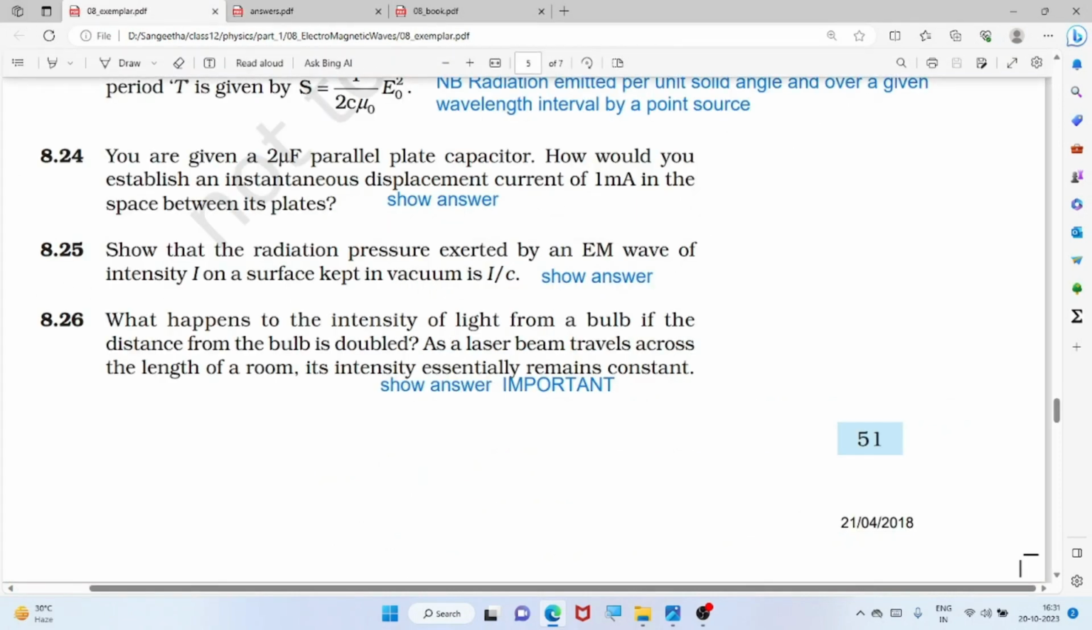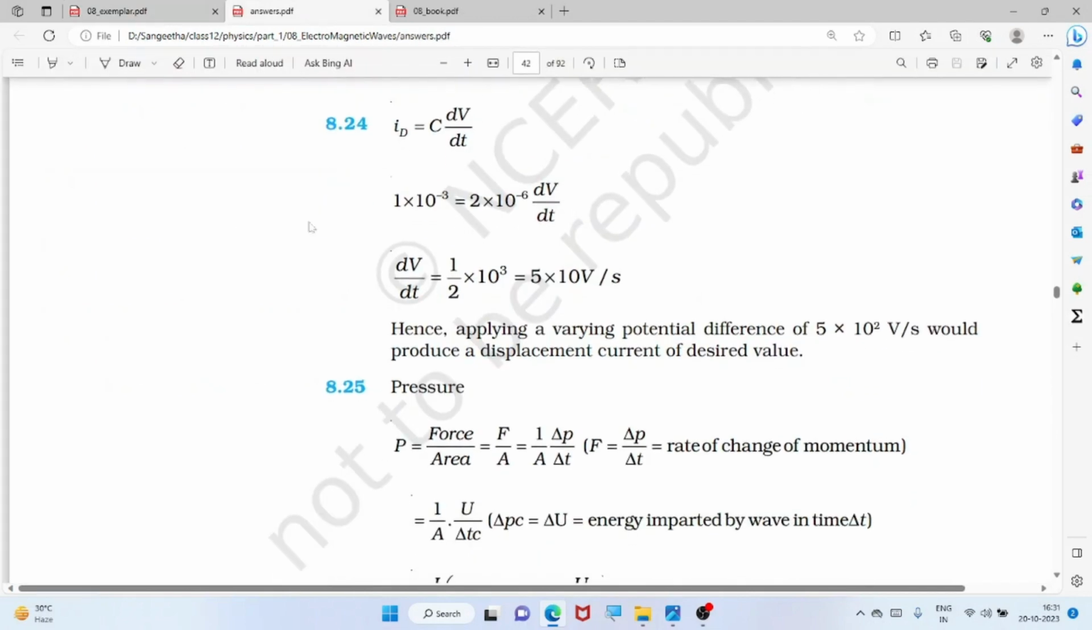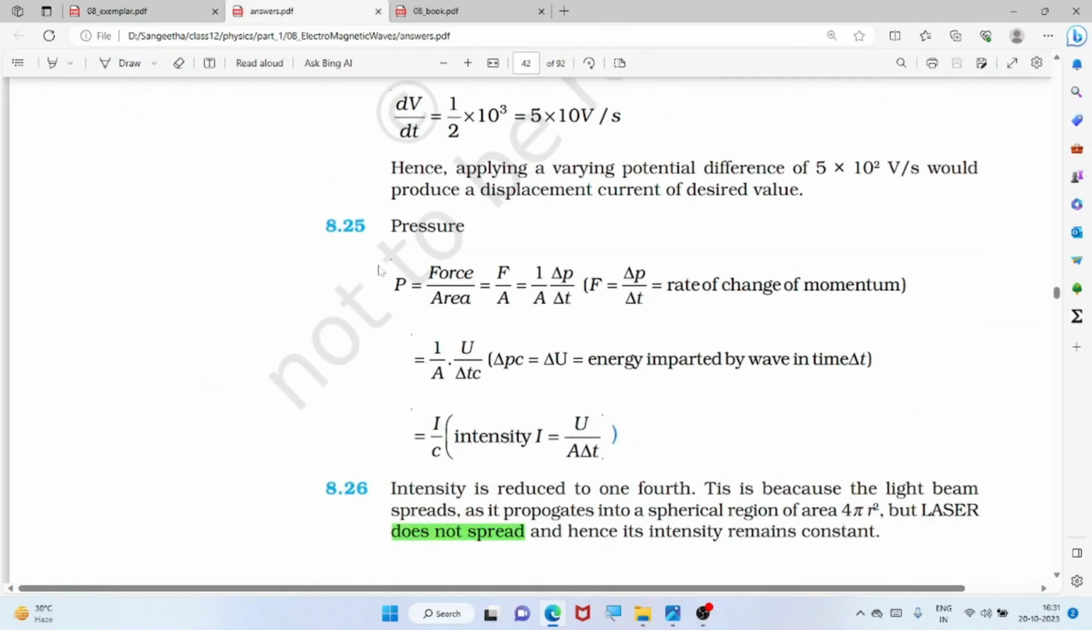So the radiation pressure exerted by the EM wave of intensity I on a surface is I by C. Power equals force by area. Force is equal to rate of change of momentum over the time. This is I equal to U by area into time.